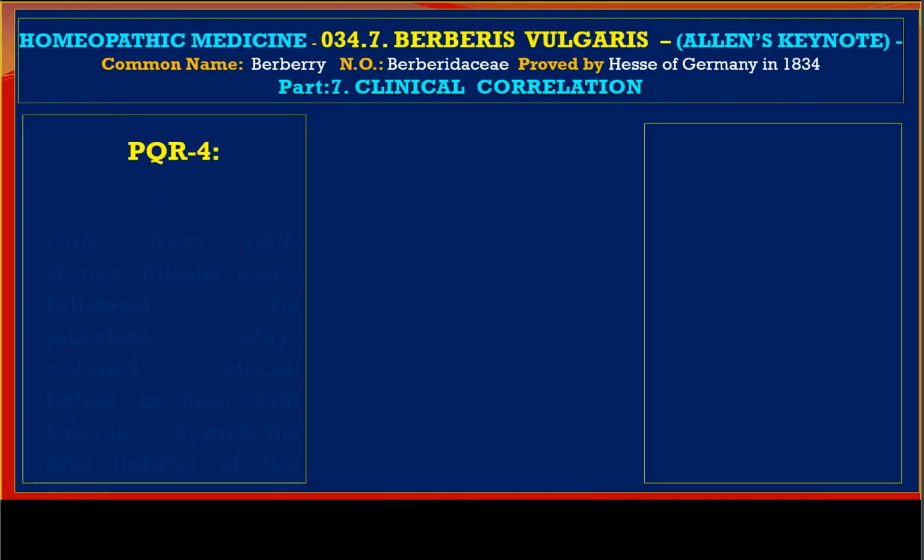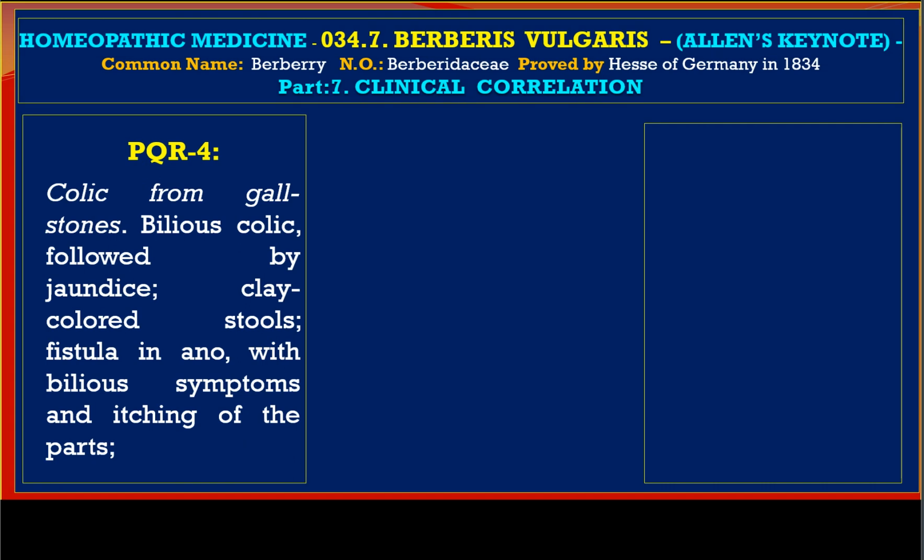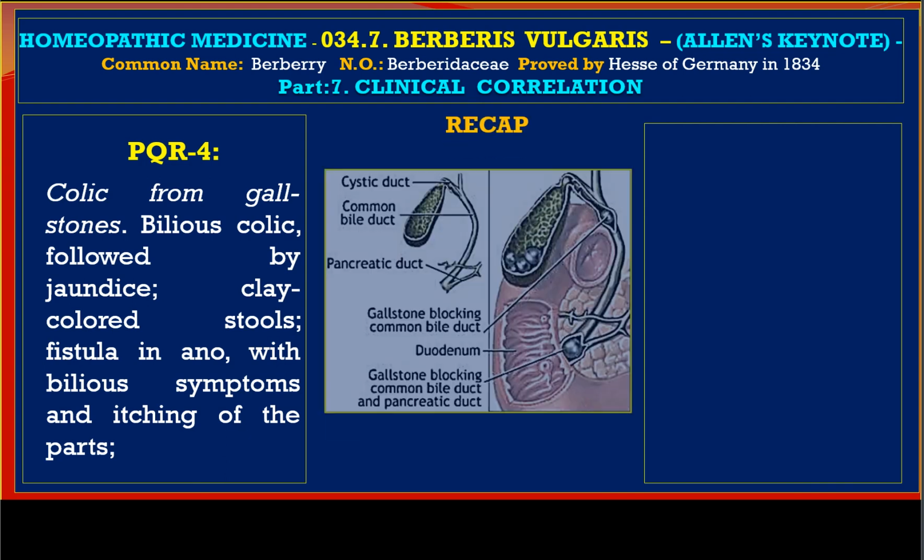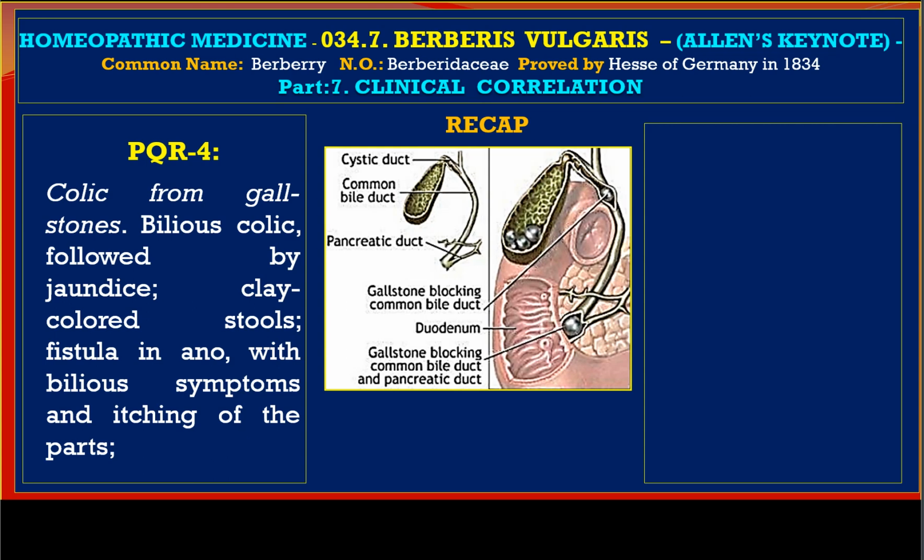We go now to PQR4: colic from gallstones, bilious colic, followed by jaundice, clay-colored stools, fistula in ano with bilious symptoms, and itching of the parts. Let us recall, we are looking at the common bile duct. Two cystic ducts we can see in the diagram, which come together forming the common bile duct, and here is the gallbladder.